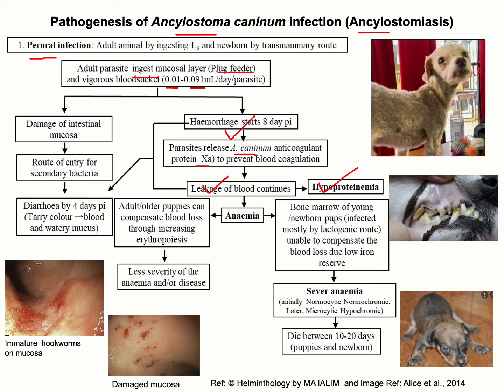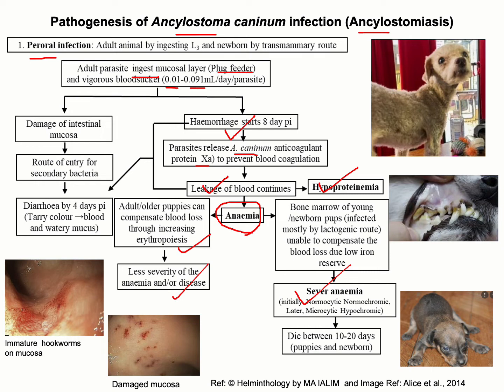Due to the continuous leakage of blood from the intestine as well as the blood sucking activities of the adult parasite, there will be anemia in adults as well as puppies. If there is anemia in adults or older puppies, it can be compensated by increasing erythropoiesis, so less severe anemia can be seen. But if it occurs in newborn puppies, there will be less compensation as the bone marrow is underdeveloped. As a result, severe anemia can be seen.